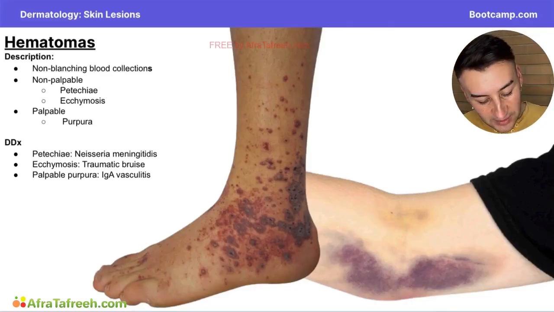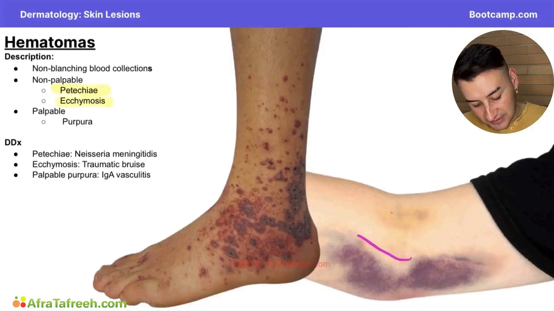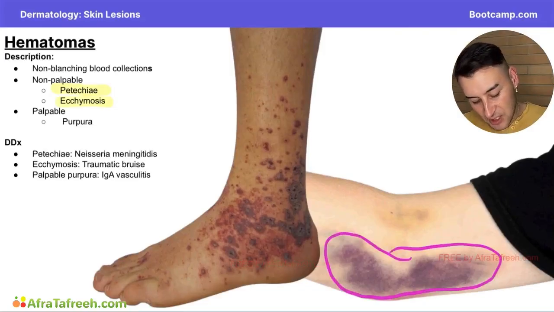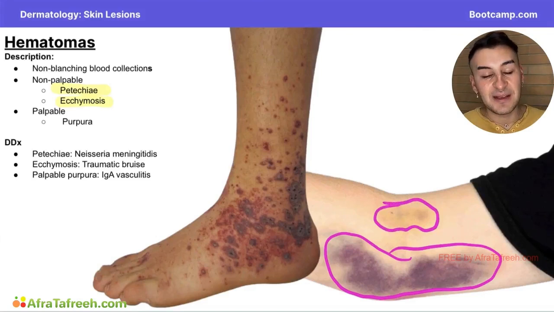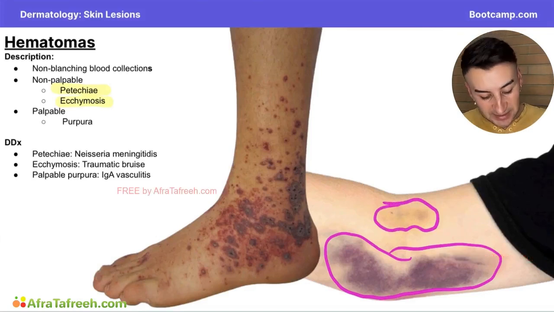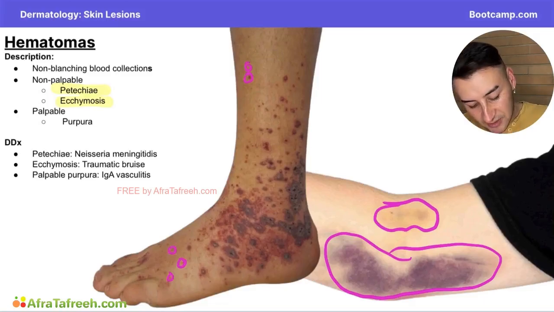When the hematomas are flat, aka non-palpable, we call them petechiae when they're small and ecchymoses when they're large. So we have an example of a large ecchymosis here on this person's elbow. You can see that the color can be purple, but it can also be yellow, brown, or pink. And then we have smaller petechiae, which are classically pink, purple, or red. They are small, little hematomas that are still flat.